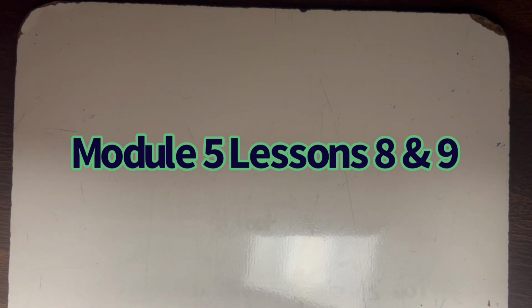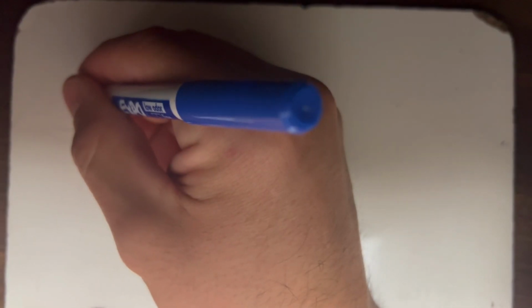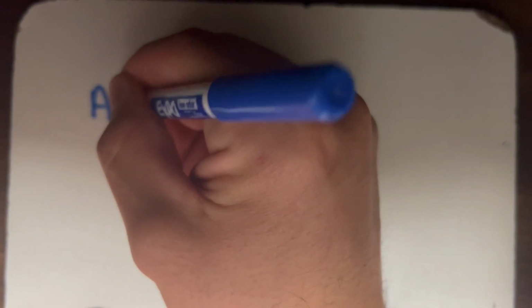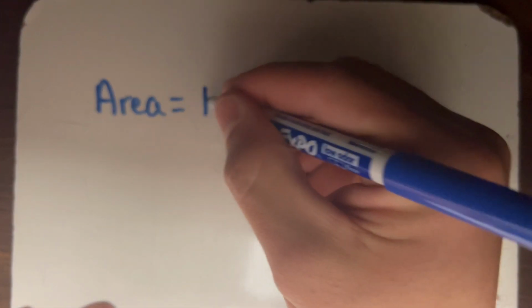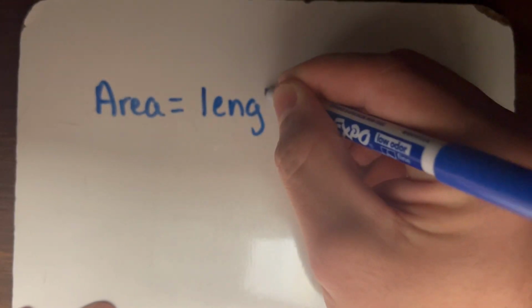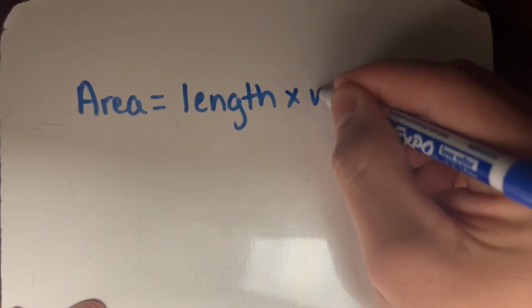I want you to skip a couple lines under today's title, and I want you to write the equation to find the area of a rectangle or a square, and then we'll explain what that means. So area equals length times width. Simple as that.